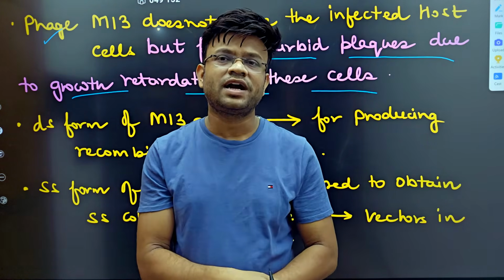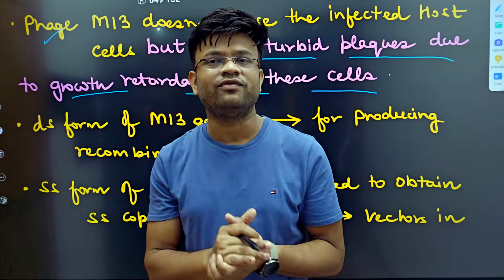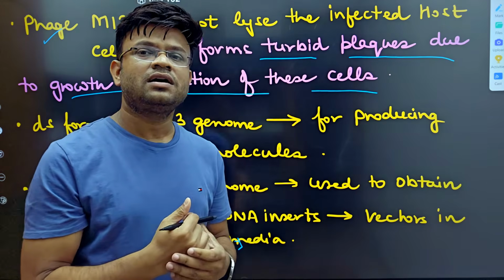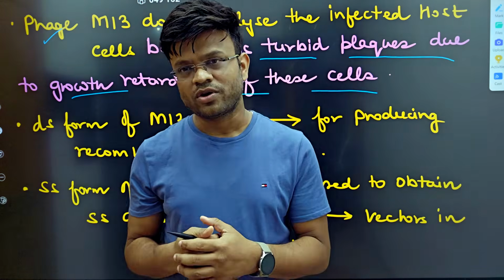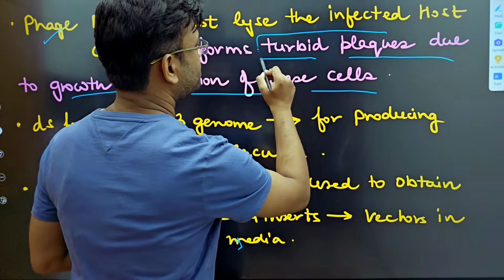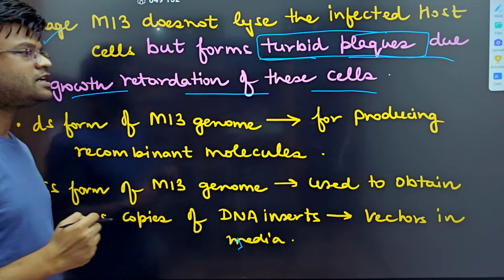Why would the growth be retarded? Because there is so much load of M13 phage inside those bacteria, which is not allowing the normal growth to progress. So that is why we are calling it turbid plaques. This is the word that is being used.